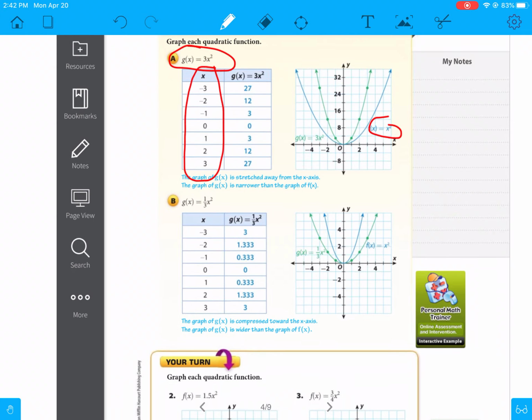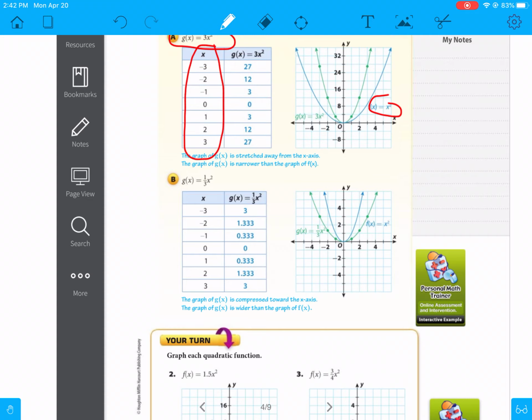Now for letter B, they did an XY chart and they graphed these. The parent function is blue, so f of x equals x squared, and your new function, g of x, equals 1/3 x squared. You notice 1/3 is between 0 and 1, so it's going to be more compressed. It's going to be wider than the parent function. The blue is the parent function, and the green one is a little bit wider. So that is a compression.